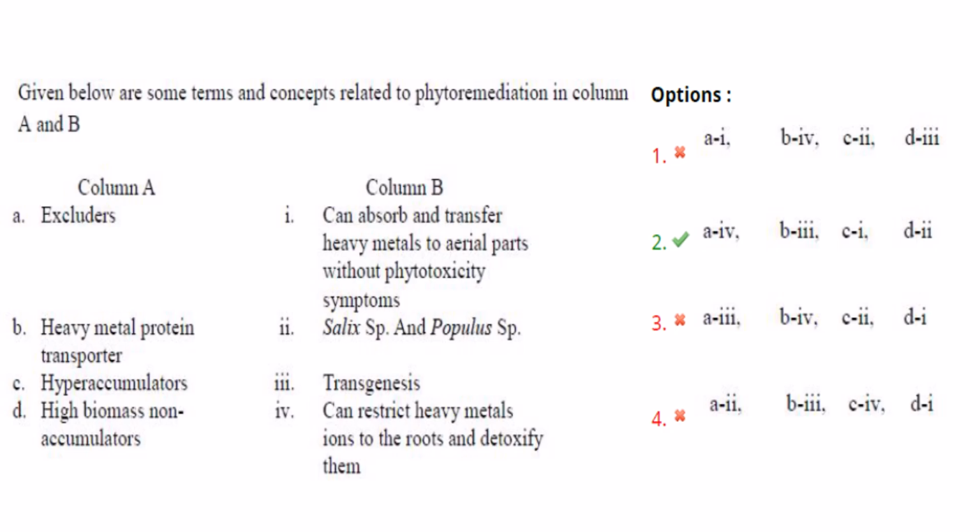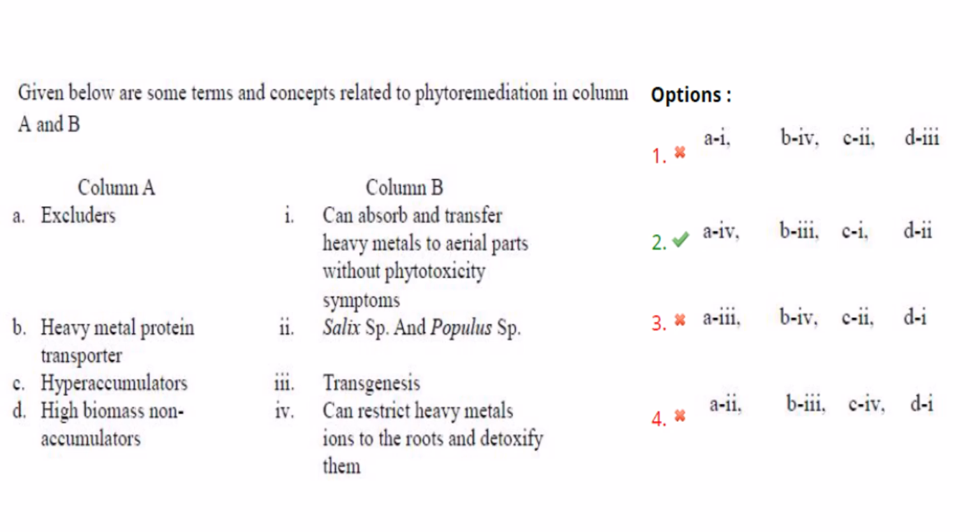So what are excluders? Excluders means they can resist, they can restrict the heavy metal in their roots, and thereby they will prevent the metal from being translocated to other parts of the plant, and they will detoxify them by restricting them in their roots. So A is 4, can restrict heavy metal ions to the roots and detoxify them.